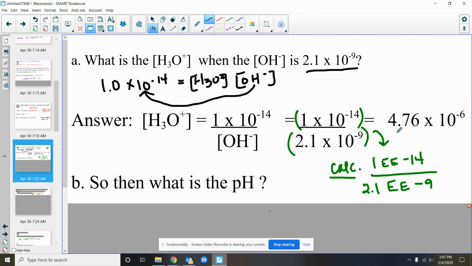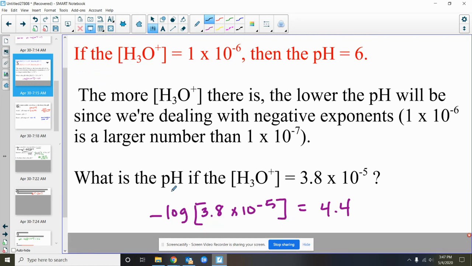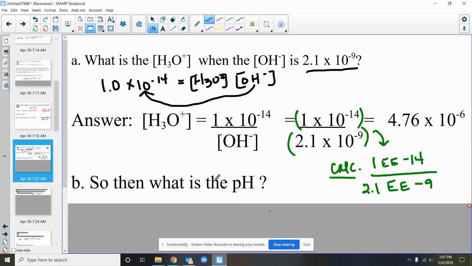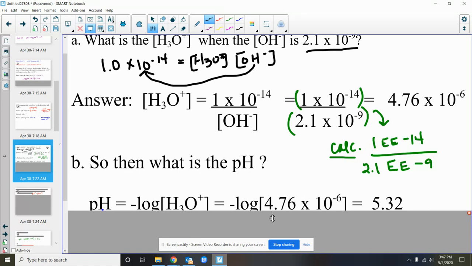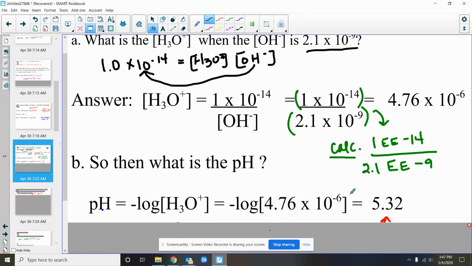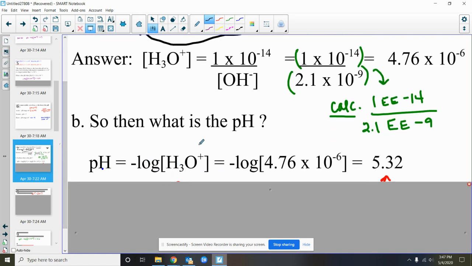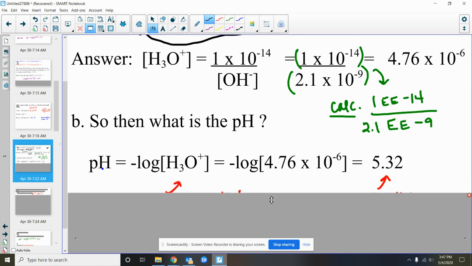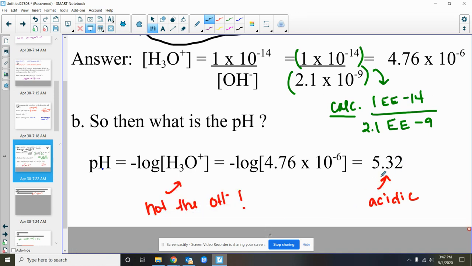So in this case, my hydronium content is 4.76 times 10 to the negative 6th. Okay, so based on my hydronium content, now I can find my pH. So we know that pH is the negative log of my hydronium value. So now here's an example. I'm going to plug in my hydronium value. So negative log of 4.76 times 10 to the negative 6th equals 5.32. Okay, so you're going to just plug that into your calculator here. 5.32 is an acid. Okay, so that's an acidic solution there.